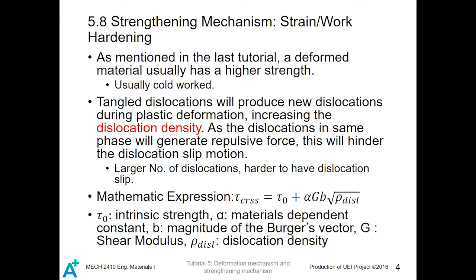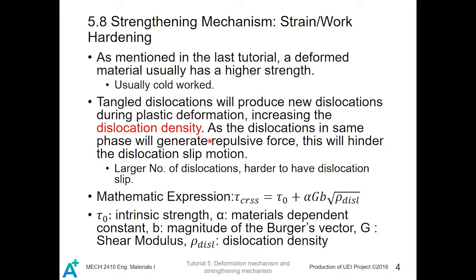Strain work hardening. As I mentioned in the last tutorial, our deformed materials usually have a higher strength. In actual cases, it is usually achieved by the cold work method. It is because the tangled dislocations will produce new dislocations during plastic deformation, which increases the dislocation density. As dislocations in the same phase will generate repulsive force, this will hinder the dislocation motion. Also, with a larger number of dislocations, it is harder to have dislocation slip.